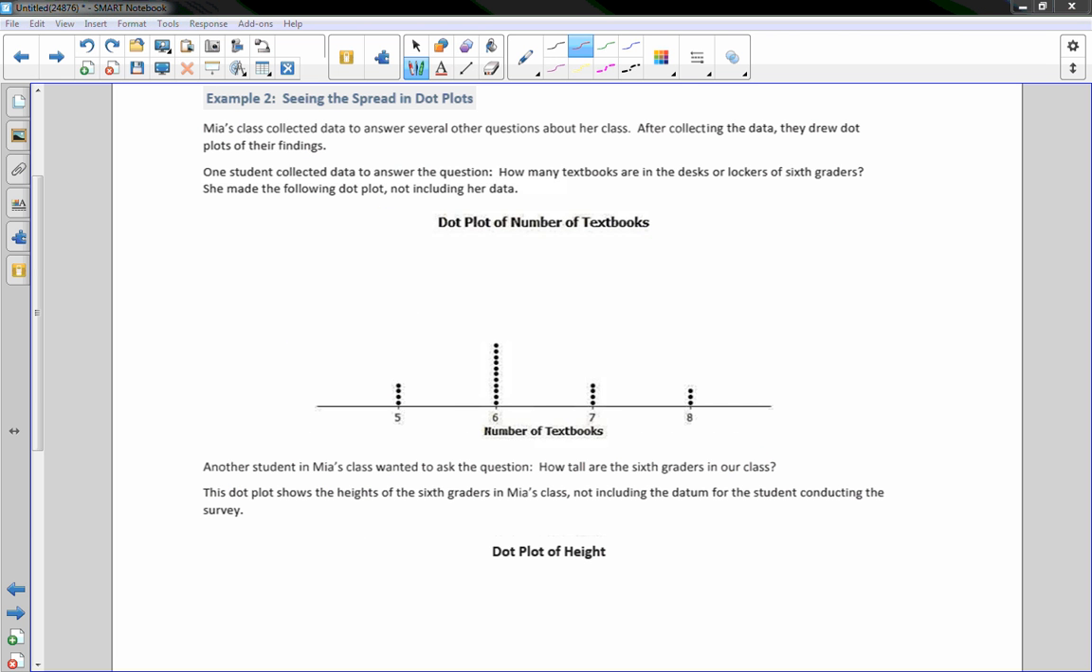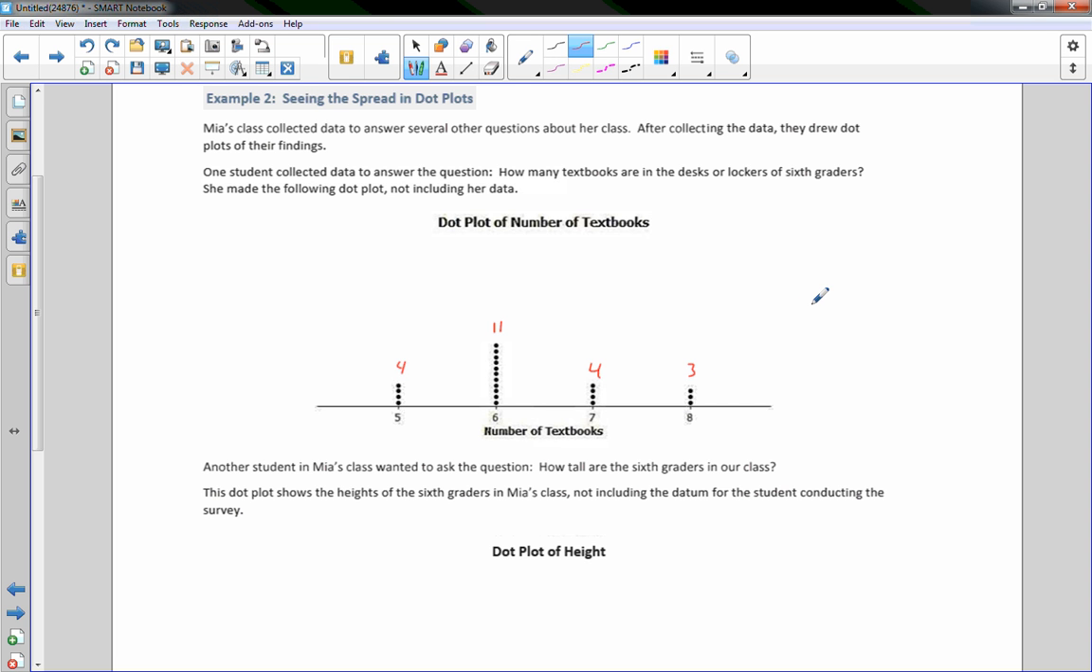Okay, example 2, seeing the spread in dot plots. So Mia's class collected data to answer several other questions about her class. After collecting the data, they drew dot plots of their findings. One student collected data to answer the question, how many textbooks are in the desks or lockers of 6th graders? She made the following dot plot, now including her data. So there were 4 students who had 5 books, 6 students, or there were 1, 2, 3, 4, 5, 6, 7, 8, 9, 10, I think. 11. There were 11 students that had 6 books, 4 students had 5 books, 4 students had 7 books, and 3 students had 8 books.